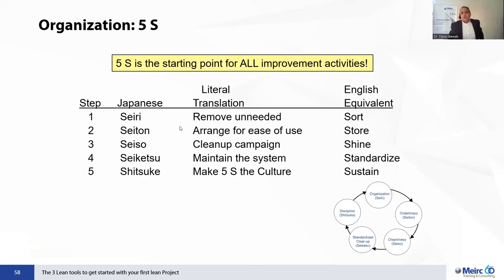So what are these different types of steps that we can look at? The first step is to sort and remove unneeded activities, unneeded parts. So we need to create a system for what to keep and what to throw. Then creating a system or a place to arrange things, and maybe it's a barcode, maybe it's a color, maybe it's something to help me understand how to use it, how to store it.